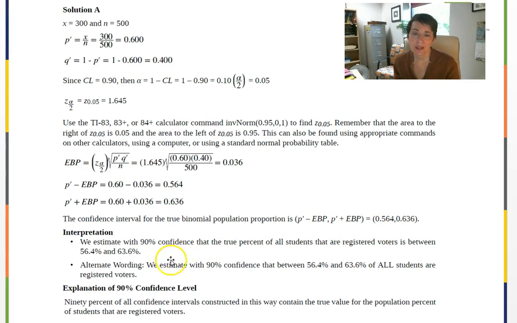Okay. So we estimate, and you can read that, the true percentage of registered voters is going to be between those two numbers, and there's some alternate wording in there. 90% of the confidence intervals constructed this way contain the true value for the portion that are registered.